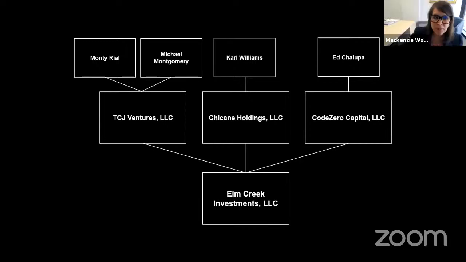Okay. Yes, Your Honor. Because we have so many acronyms, I find it helpful to highlight that TCJ was the entity that was created by Mr. Ryle and Mr. Montgomery back in 2008. And the dispute here is actually focused down at the bottom at the Elm Creek level. And we refer to Elm Creek throughout many of the motions as ECI. And Mr. Montgomery, Mr. Williams, and Mr. Chalupa were the managers of ECI, and Mr. Montgomery contributed all of TCJ's assets to ECI.